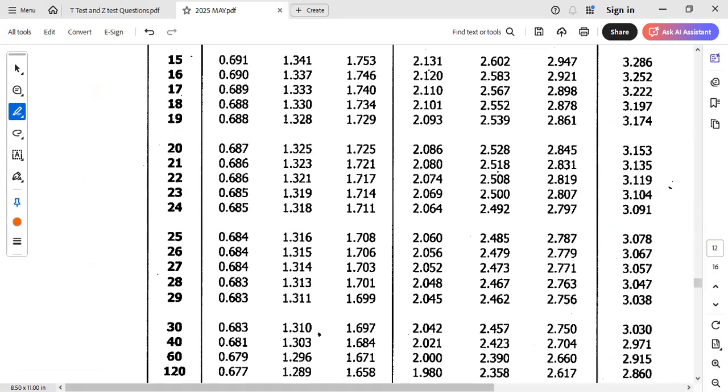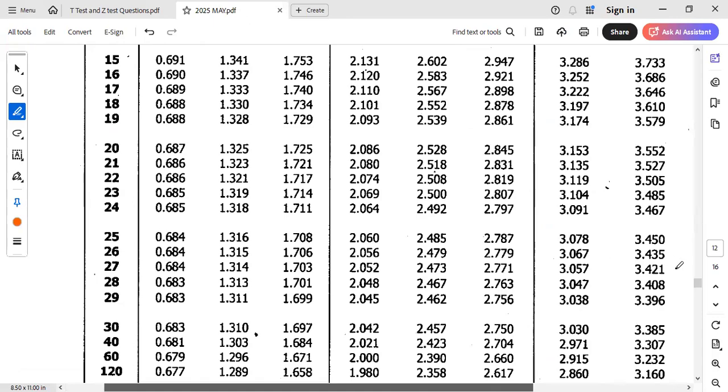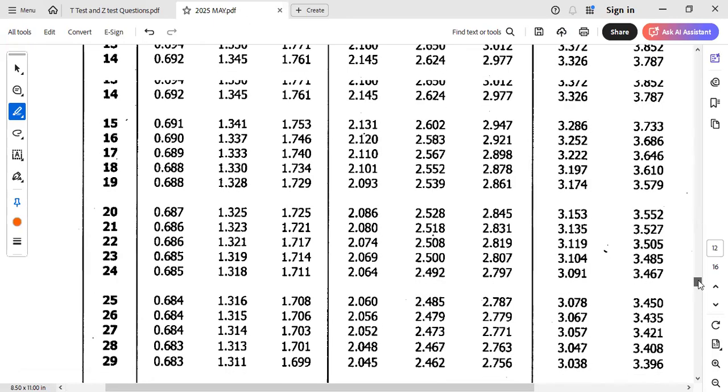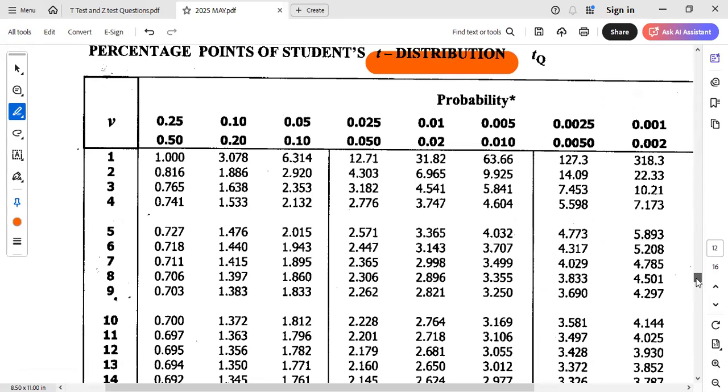Now you have v as 9. This is 9. Then you have the basis, the probability. You have the probability as 0.025. It is here.